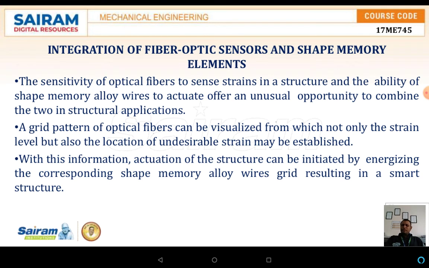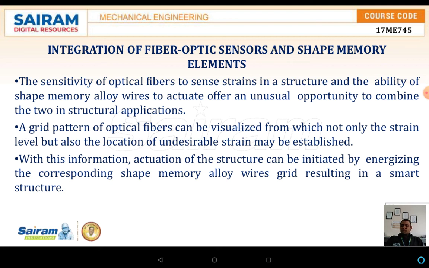The last part with respect to fiber optics is the integration of fiber optic sensors and shape memory elements. The sensitivity of the optical fiber to sense the strain in the structure and the ability of the shape memory alloy wire to actuate offer an unusual opportunity to combine the two in structural applications. A grid pattern of optical fiber can be visualized, from which not only the strain level but also the location of undesirable strains may be established.